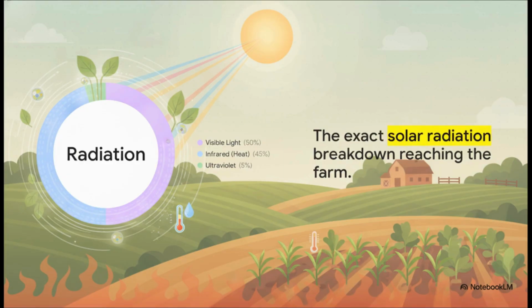Next up, we have 45% infrared radiation. We feel that as heat, and it directly drives our temperature and our evaporation rates. And lastly, the remaining 5% is ultraviolet light. Pinning down these exact percentages is absolutely crucial because it tells us exactly how much of the sun's energy is going into heating the farm versus actually feeding the crops.